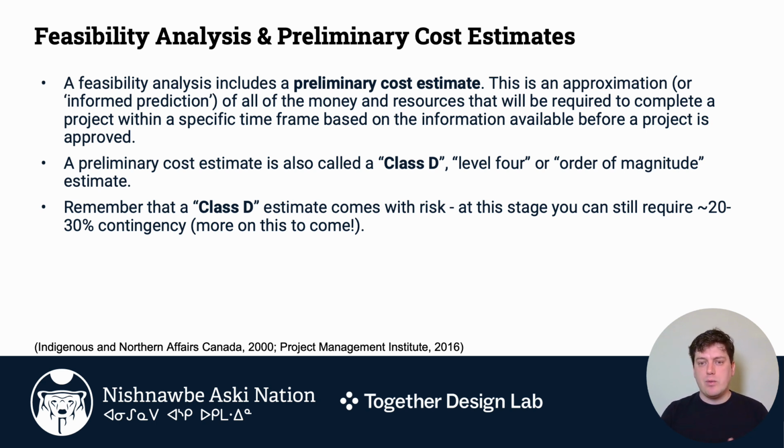And so it's important when we're thinking at this very early stage of putting together what a project could cost, that we know that the margin for error is substantial. And so usually with a Class D or preliminary estimate, we like to think about a 20 or I would even suggest 30% contingency. And we'll talk about that more as we go through the module.